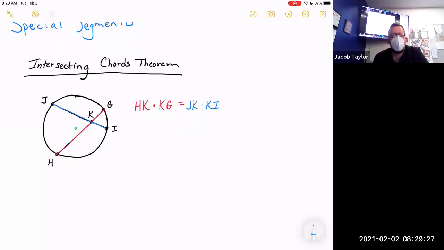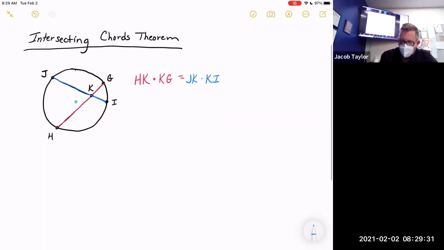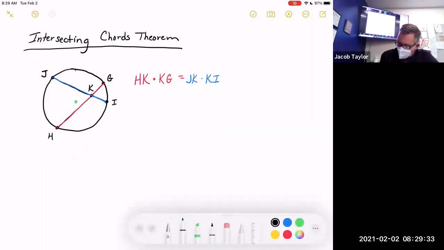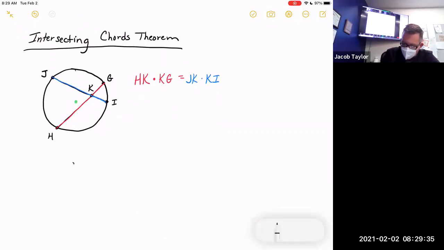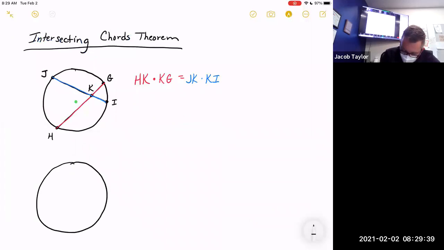If you take the product of the two segments of one chord and you multiply by the product of the segments of the other chord, those products should be equivalent. And so let me give you an example with some actual numbers. Because even though you've reached the part of math where we're mostly all about letters, never hurt to have some numbers every now and then.